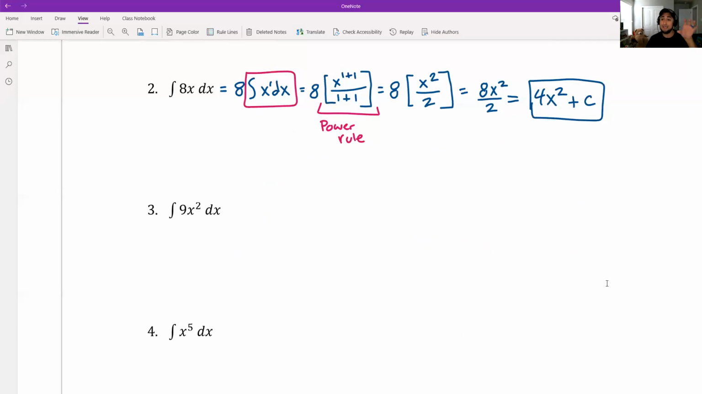So first thing I'm going to do is take that 9, move it to the outside. 9 times the integral of x squared dx. Now all we have to do is take the integral of this part, x squared dx. The 9 waits outside. So 9 times, and again, power rule. X to the 2 plus 1 over 2 plus 1. Once again, power rule.